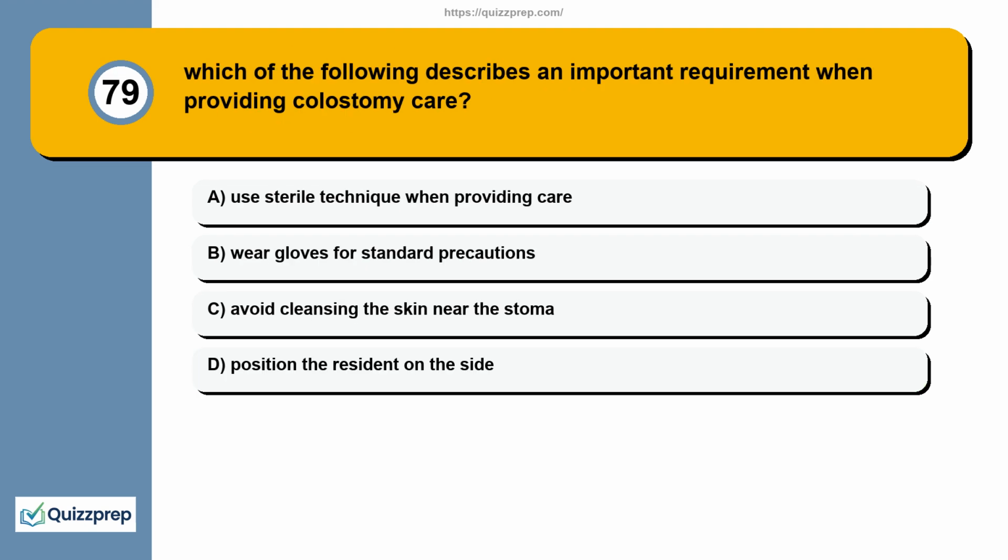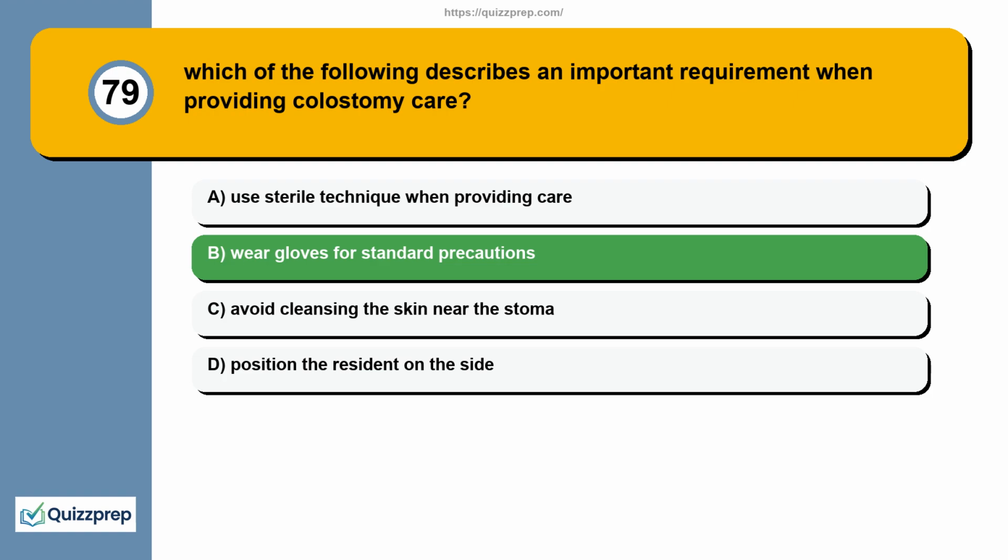Question 79. Which of the following describes an important requirement when providing colostomy care? Option A, use sterile technique when providing care. Option B, wear gloves for standard precautions. Option C, avoid cleansing the skin near the stoma. Option D, position the resident on the side. The correct answer is option B, wear gloves for standard precautions.